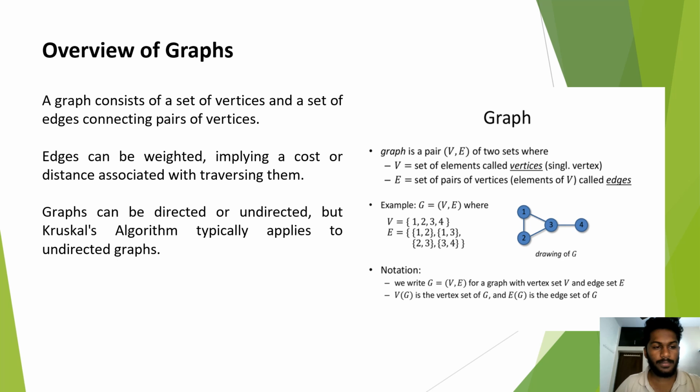Overview of a graph. A graph consists of a set of vertices and a set of edges connecting pairs of vertices. Edges can be weighted, implying a cost or a distance associated with traversing them. Graphs can be directed or undirected, but Kruskal's algorithm typically applies to undirected graphs.